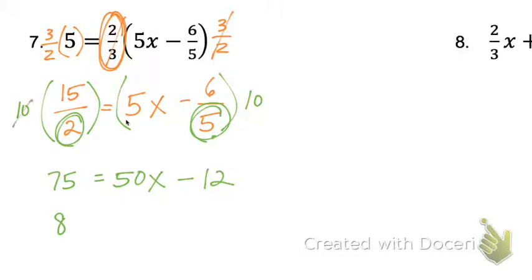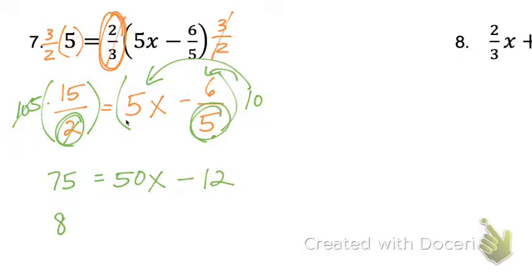10 divided by 2 is 5. 5 times 15 is 75. It is an ugly number. Distribute. You will get an ugly number. Oh, yes. 10 times 5x is just 50x.